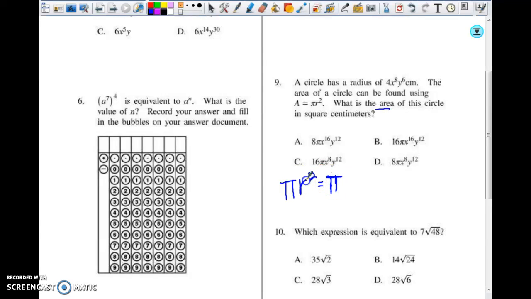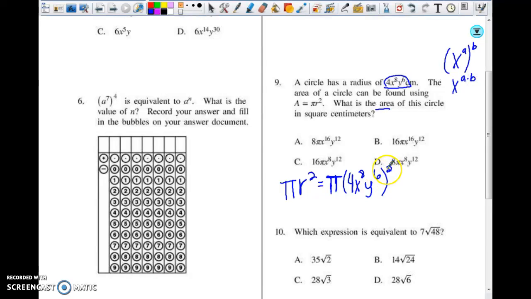Our radius, do we know what our radius is? Yes, they gave it to us. So it's this, 4x to the 8th, y to the 6th, right? And they're squaring it. Do you guys remember the rule when there's parentheses being raised to a power? The power rule, x to the a being raised to b. The law says, what do we do between the exponents? We multiply. So y'all kind of remember that, right?